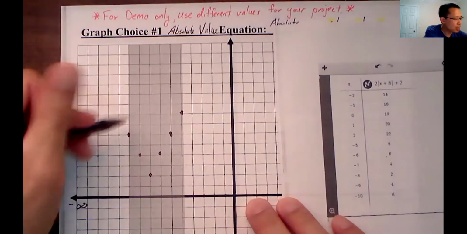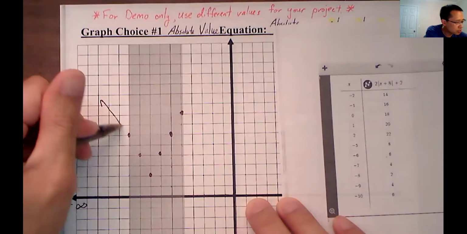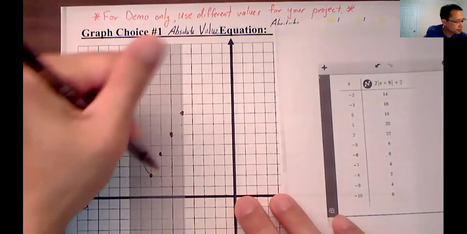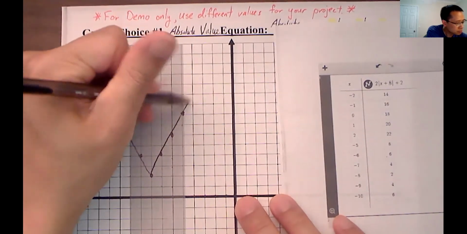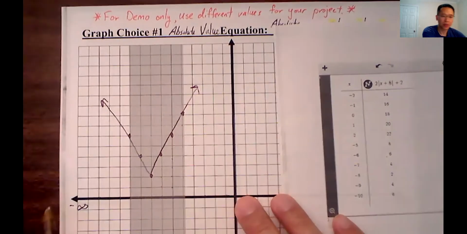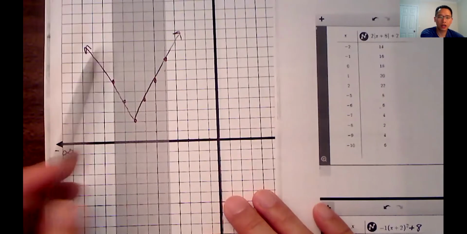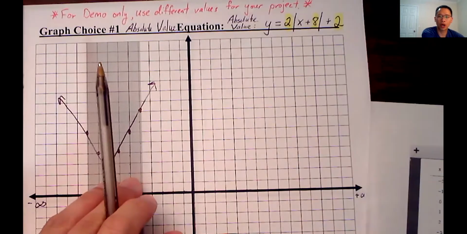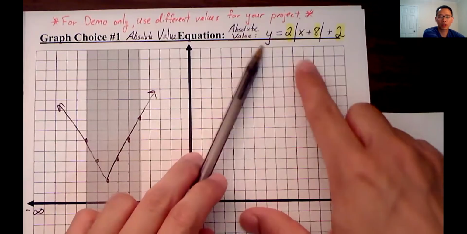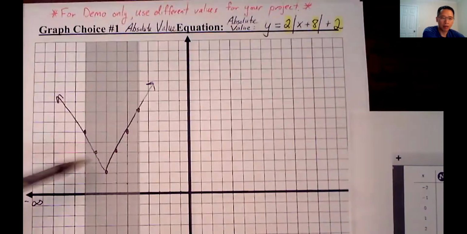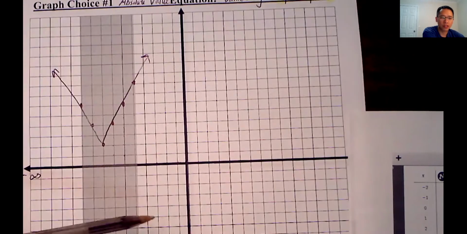Okay, so we can see how this graph is taking shape here. Now, this is the graph that you're going to be put onto your paper. Obviously, you're going to be choosing your own values. And then just based off this graph, we're going to answer a series of questions.